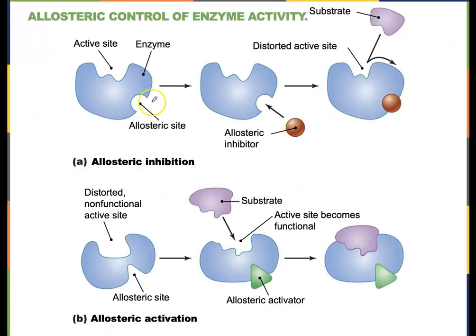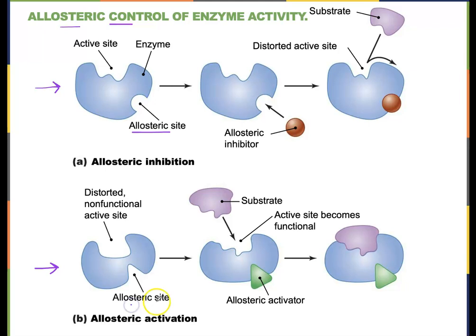Now, we just looked at this, right? So this is allosteric control. We just looked at the allosteric site. That's why we have allosteric control, where we have an inhibitor coming in. When it binds, we can see that the active site is distorted and our substrate can't bind, so no chemical reaction. The opposite is true, though, with allosteric activation.